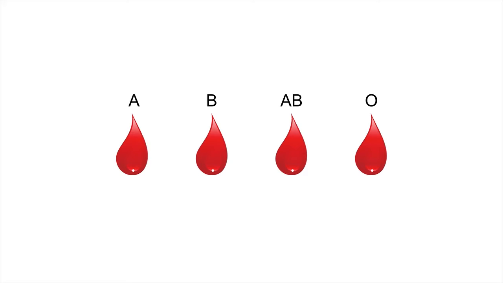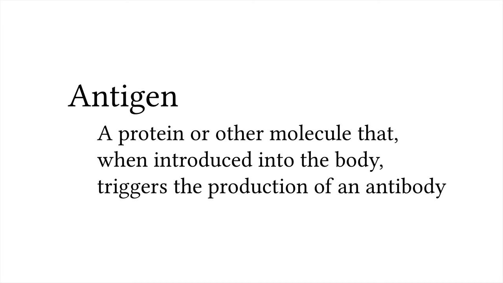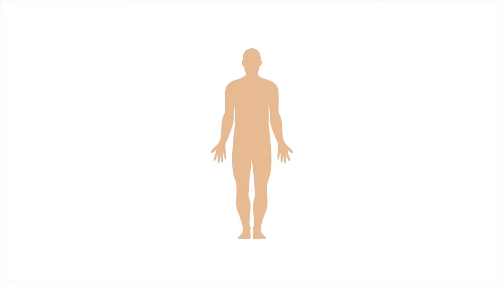These different types have to do with the molecules that are found on the surface of the erythrocytes. They are called antigens. An antigen is a protein or other molecule that, when introduced into the body, triggers the production of an antibody. Your body makes antibodies in order to fight off foreign materials. Antigens trigger an immune response from the body.